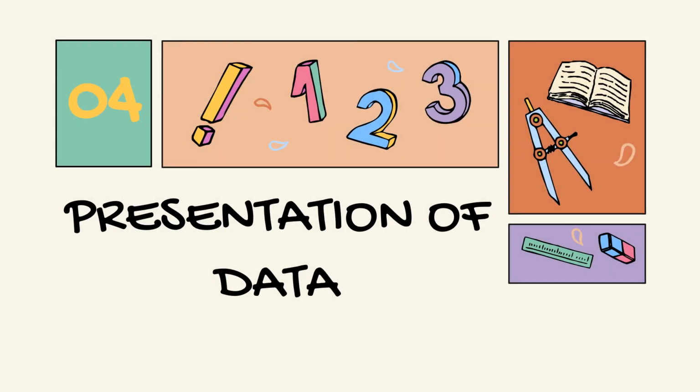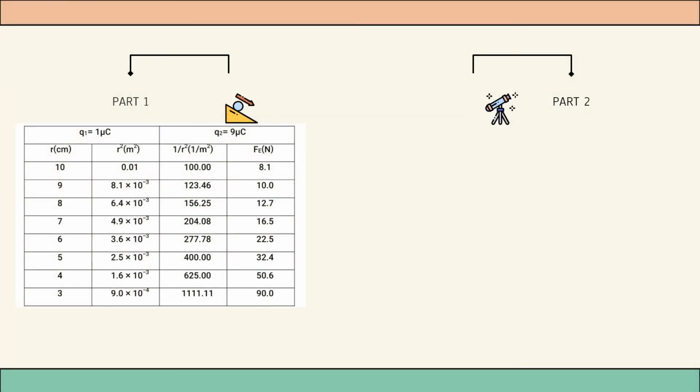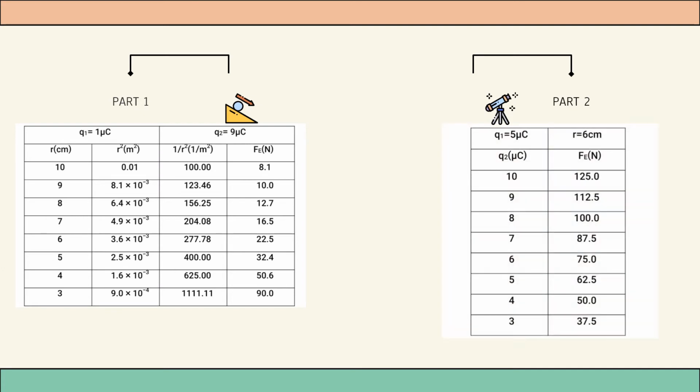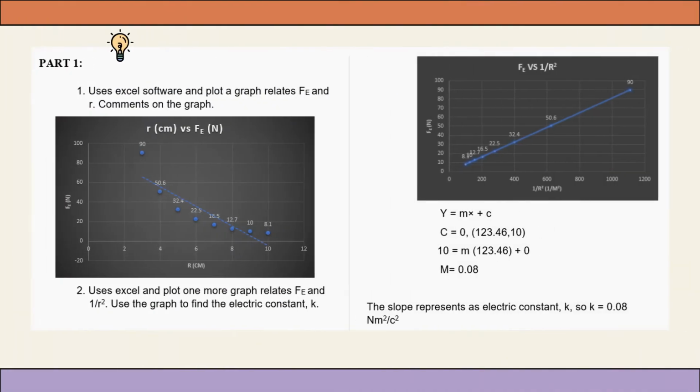Next is presentation of data. This is the data for part 1 and this is the data for part 2. Analysis of data. For part 1, the first question is use Excel software and plot a graph relating F and R. Comment on the graph. And this is the graph that we get. For question 2, use Excel and plot one more graph relating F and 1 over R square. Use the graph to find the electric constant K.